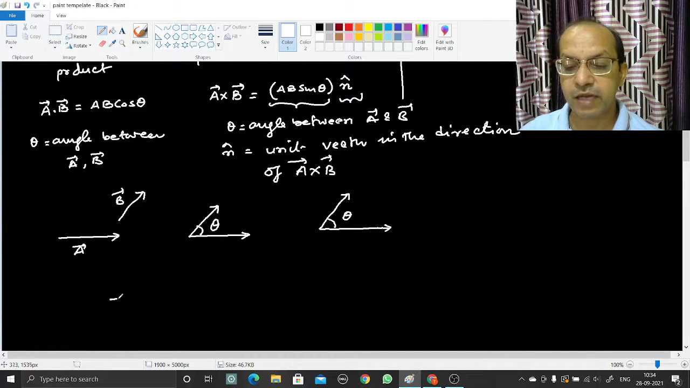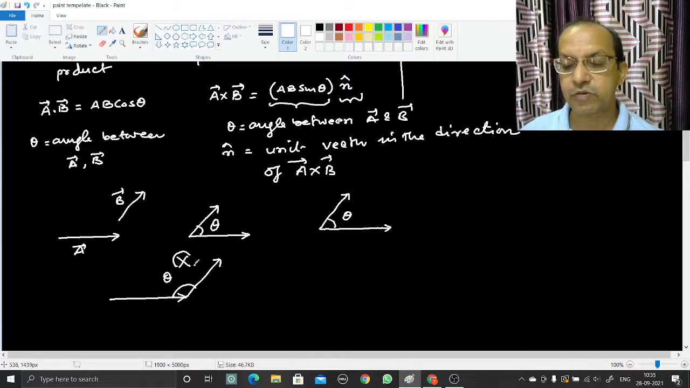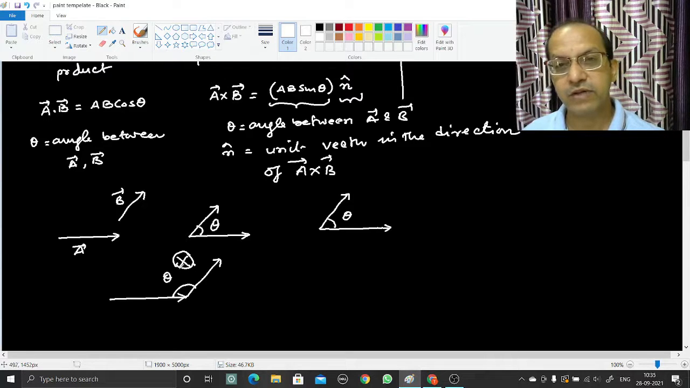What will not be the angle? If we draw A like this and start B from here, and we write theta, this is not an angle between two vectors. The angle between two vectors will be the angle when the tails of both vectors join, and the least angle will be the angle between two vectors.